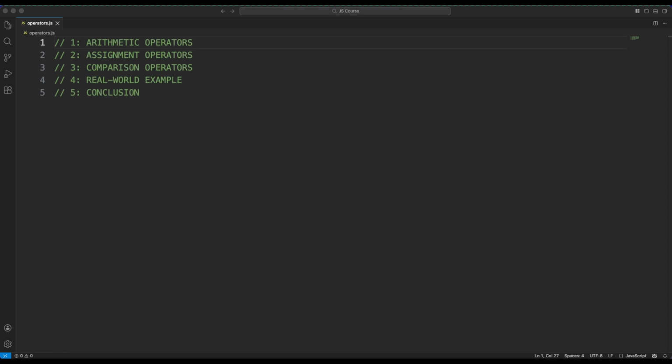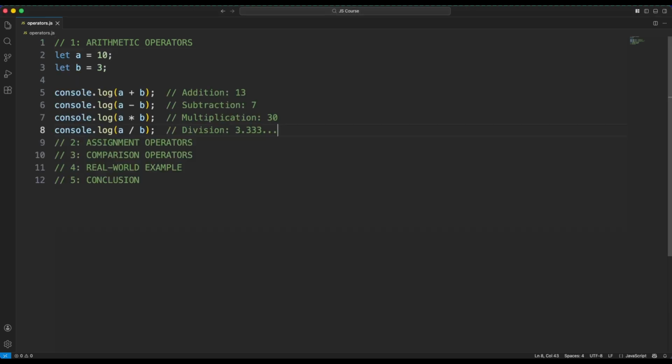Okay. Let's start with the arithmetic operators first. These are operators you use to perform mathematical calculations, just like the math you learned in school. JavaScript gives us several arithmetic operators. Let me show you. These four are straightforward: plus, minus, multiplication, and division.